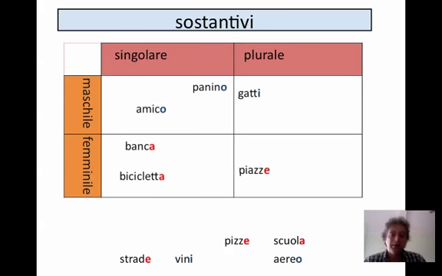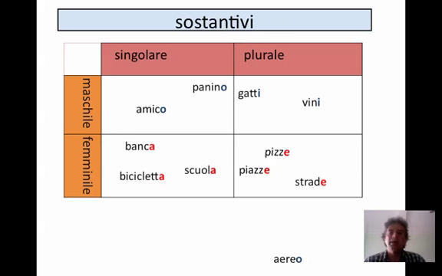Pizze, the ending tells us that it's feminine plural. Scuola, again like Maria, it's feminine singular. Strade, feminine plural. Vini, the ending i, tells us that it's masculine plural. And aereo, masculine singular.